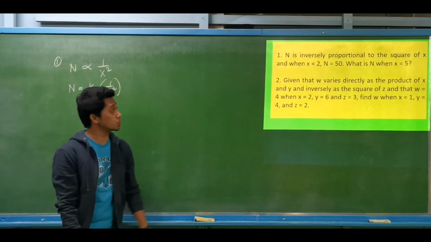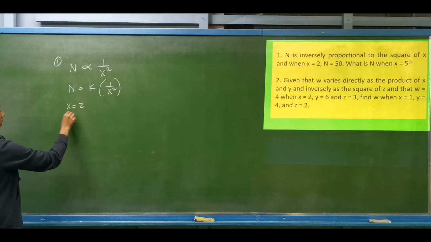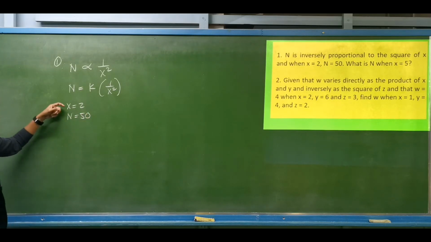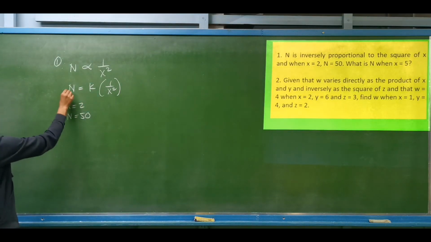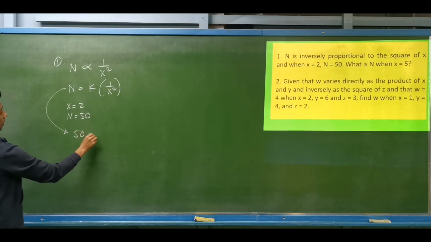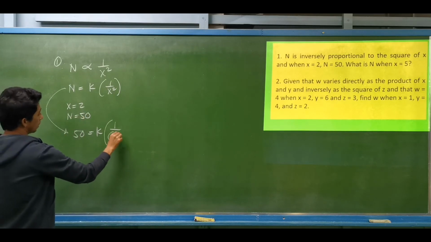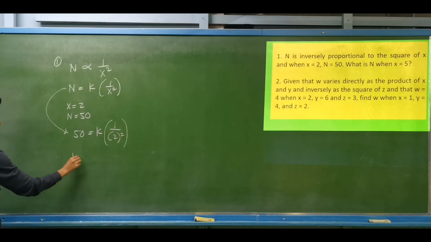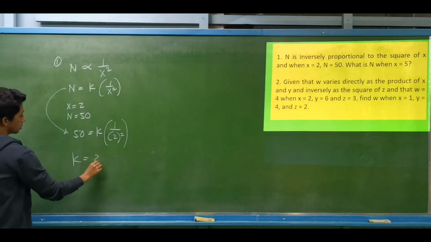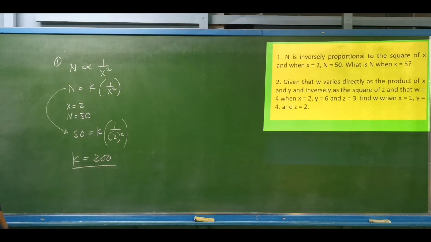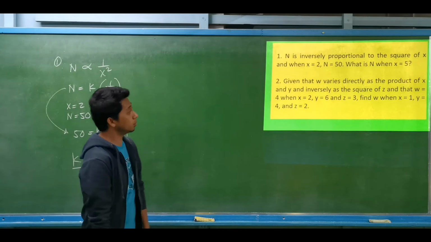In the first case, we have x equal to 2 and n equal to 50. Since we have now the value of x and n, we can compute for the value of the proportionality constant. By substitution, 50 for the value of n is equal to k times 1 divided by 2 squared. So k is 50 times 2 squared, that is 50 times 4, so we have a proportionality constant equal to 200.